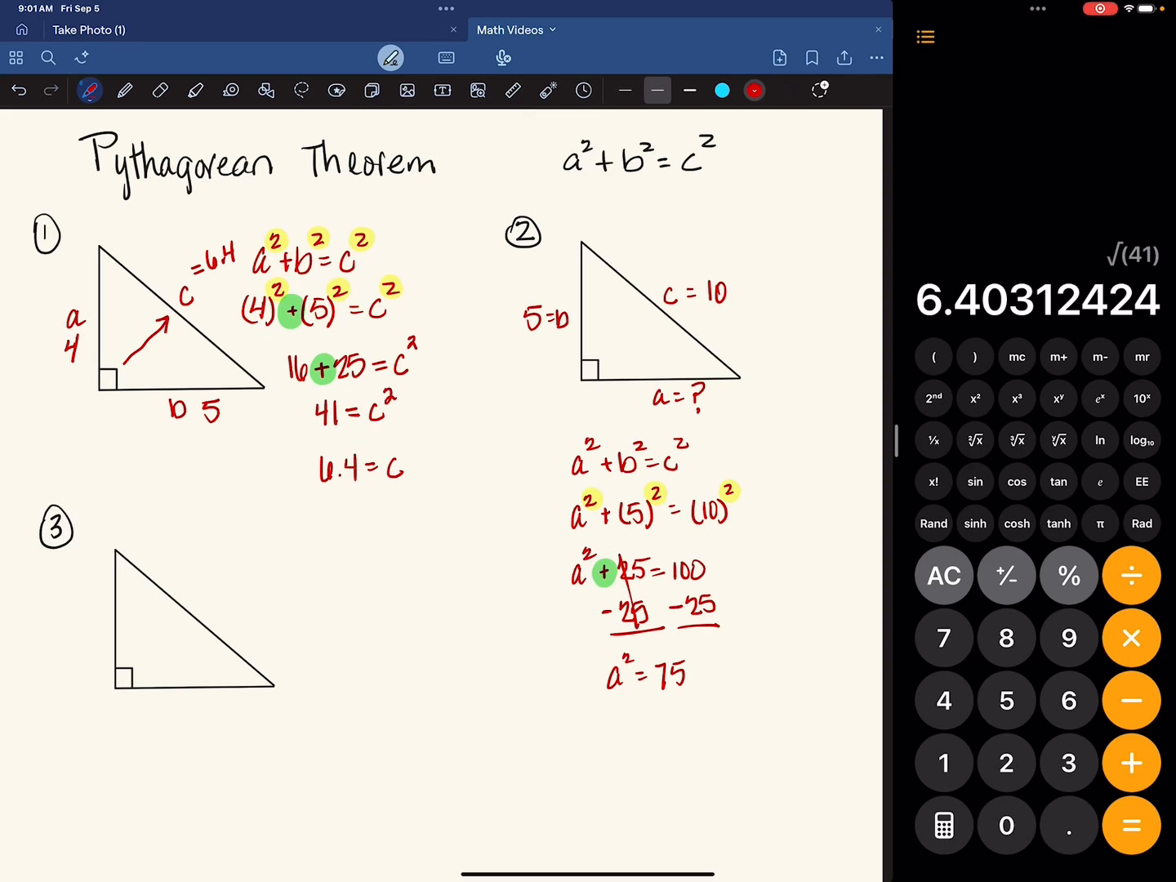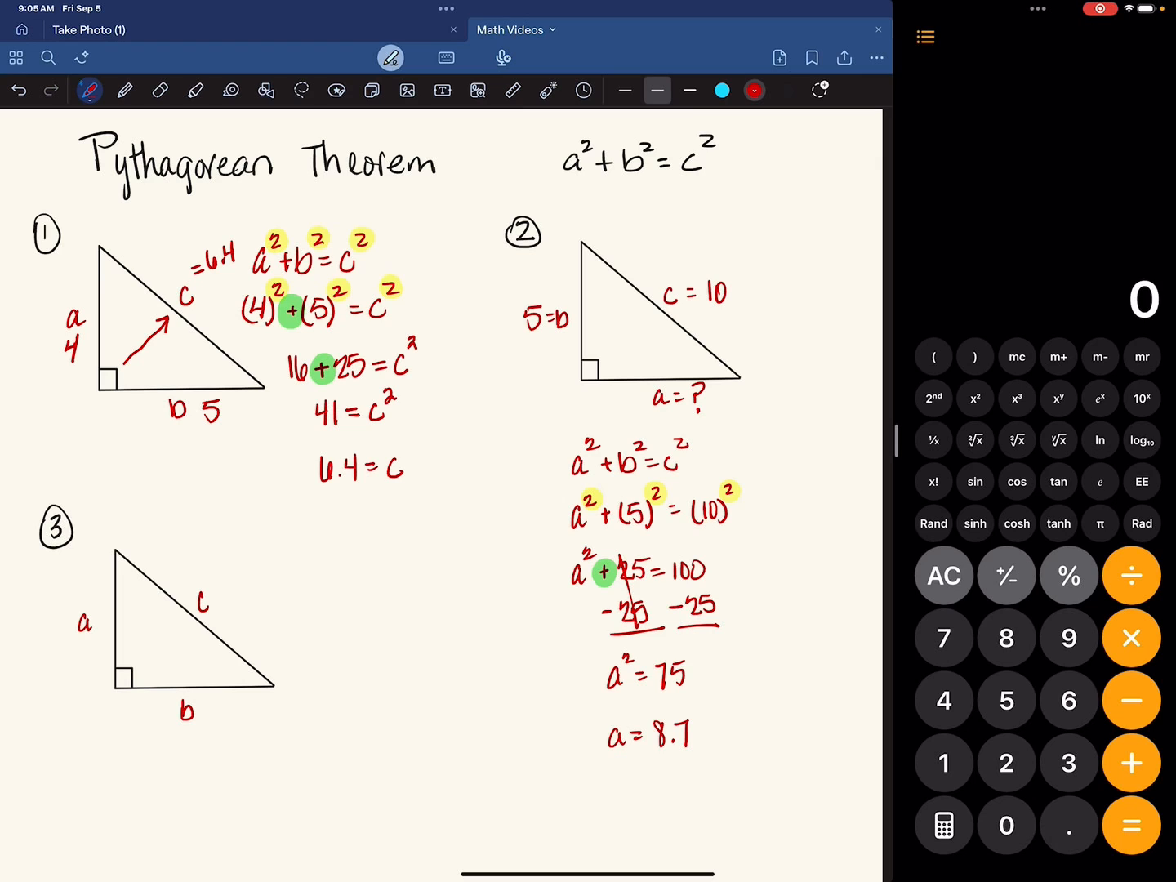Okay, now we're not done because we're still trying to find what a is. We know what a squared is now, but we don't know what a is yet. So in my calculator, what I'm going to do is take the square root. The square root of 75, so I put in 75, take the square root of that, 8.66. So the square root of 75 in this case would be 8.7. So we found a to be 8.7 in that particular problem.